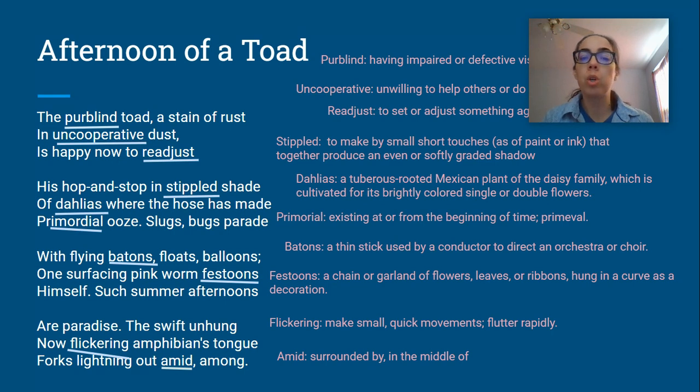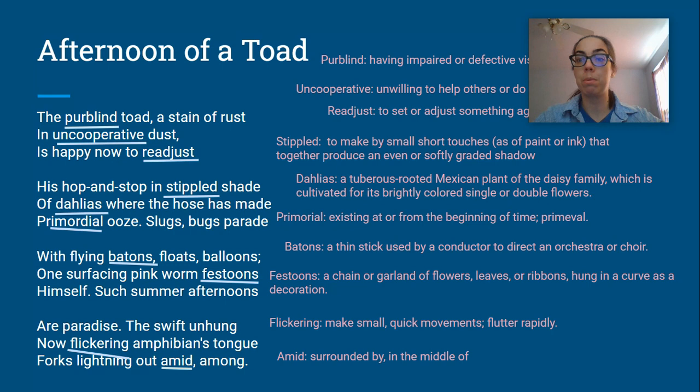And he's an uncooperative dust. It's just not working for him. It's not helping him in any way. So he happily hops over into the shade where it's stippled shade. So that is to make small, short touches of ink, basically. Like it's kind of mottled. And so you imagine him in this mucky garden, and the shade is kind of half shaded, half not.